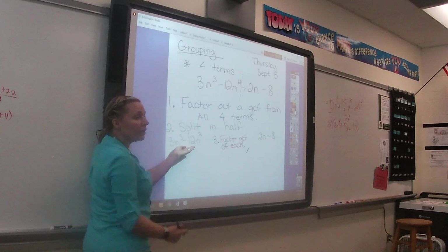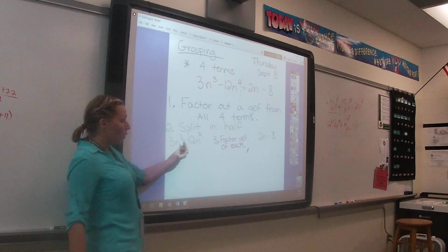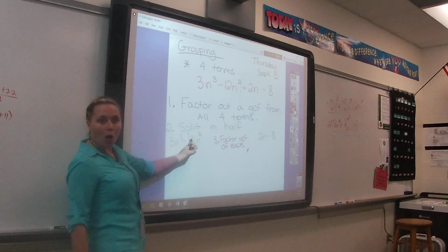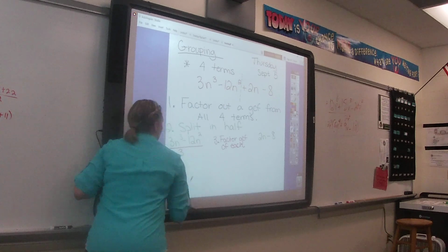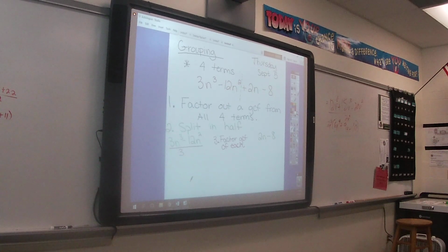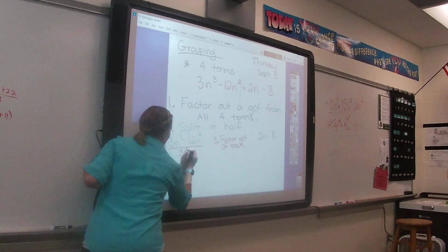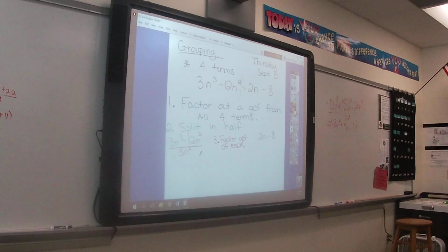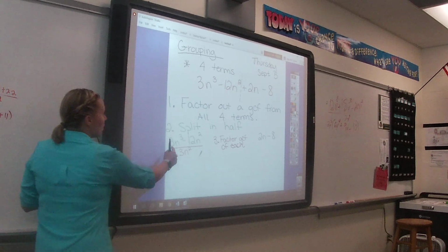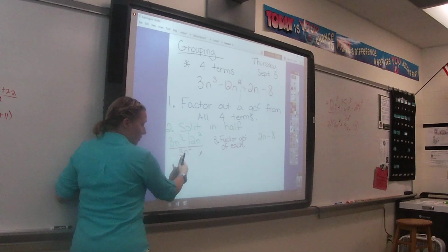So we're going to look over here on the left-hand side. What goes into 3 that will also go into 12? 3. Do they both have the variable? Yes. What is the smaller exponent? 2. So we are going to factor out a 3n squared. That's just what we were doing with board markers and erasers, right? Nothing different at all. So we'll divide it out. 3 divided by 3 is 1.